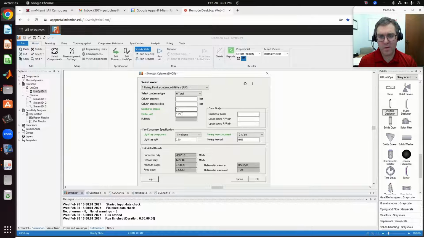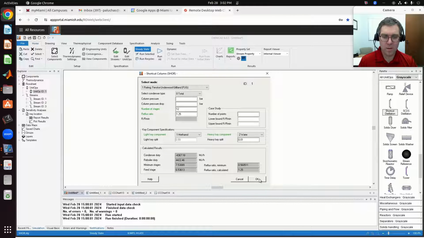Well, by specifying the number of stages and the reflux ratio, and then our desired split, 0.99, so 99% of the methanol we want coming out the top. So this is what it computes as those required duties for our condenser and reboiler.